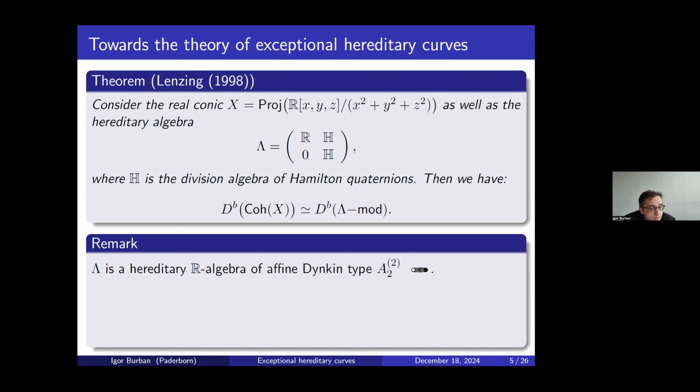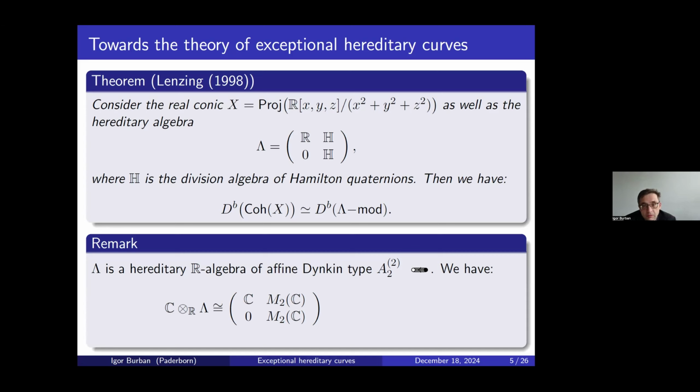It is a hereditary algebra, tame. Its Dynkin type is one which was on my list on the previous slide, the so-called type A2, a Dynkin type which is not an extended one. To help you understand what Lambda is, maybe it would be helpful to look at what happens with Lambda when I pass to the algebraic closure.